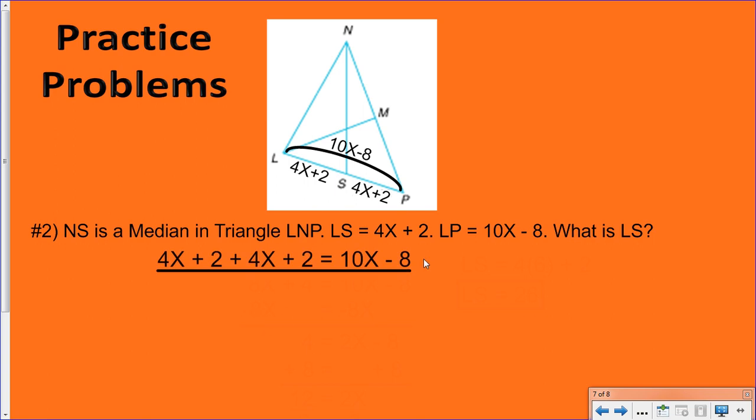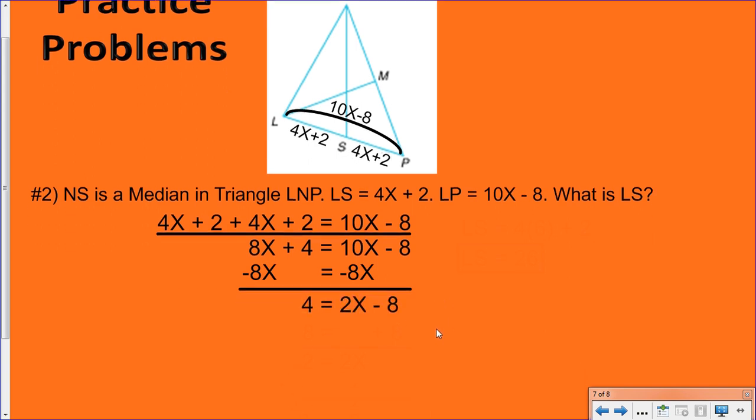Okay? Now with this kind of equation, before we start moving things to the other side, we have to simplify both sides. This side is already simplified. We need to simplify the left, and we do that by combining like terms. So 4x plus 4x gives me 8x. 2 plus 2 gives me 4. So now we've simplified our equation. Now this is just like the last time. We want to move our smaller x to the other side, so we're going to subtract 8x from both sides. And that cancels these out, and we're left with 4 equals 2x minus 8.